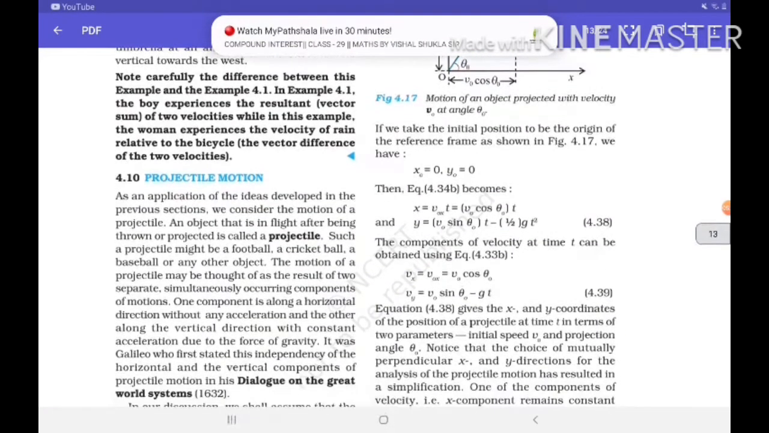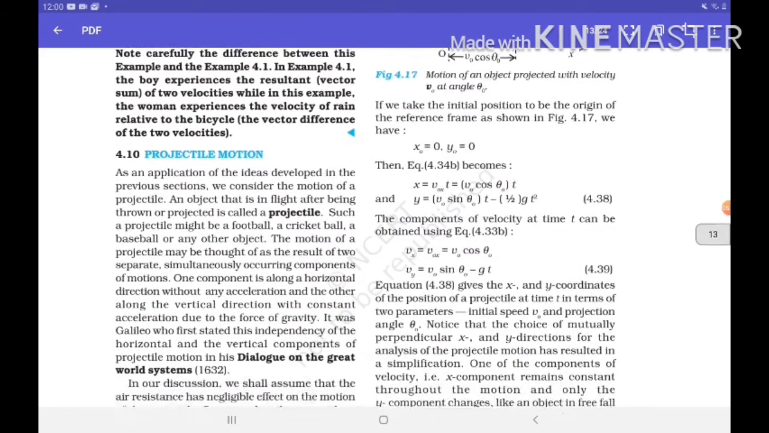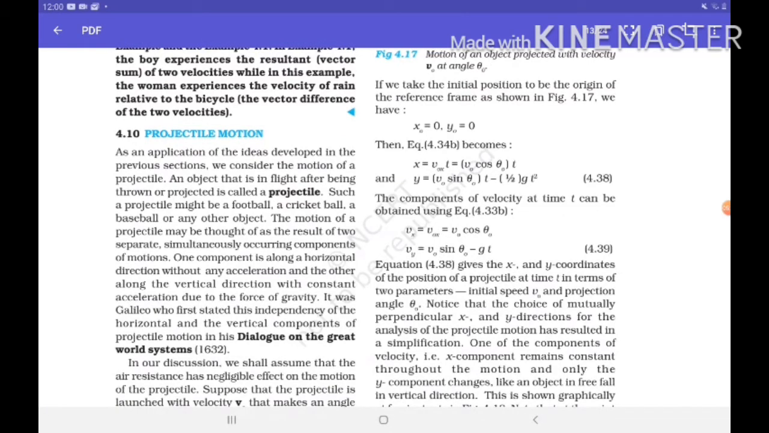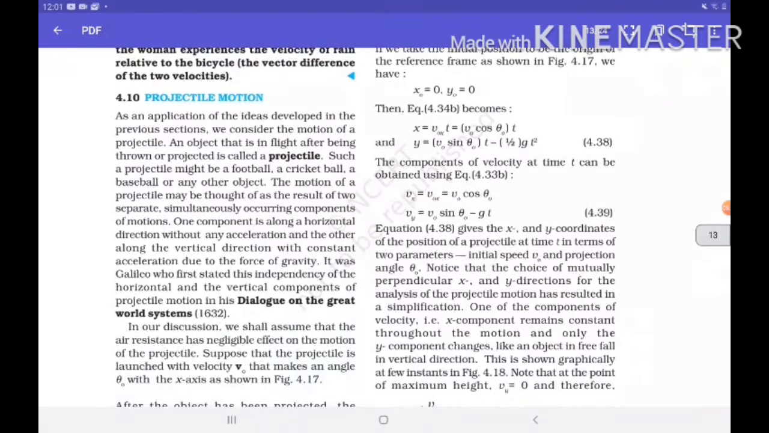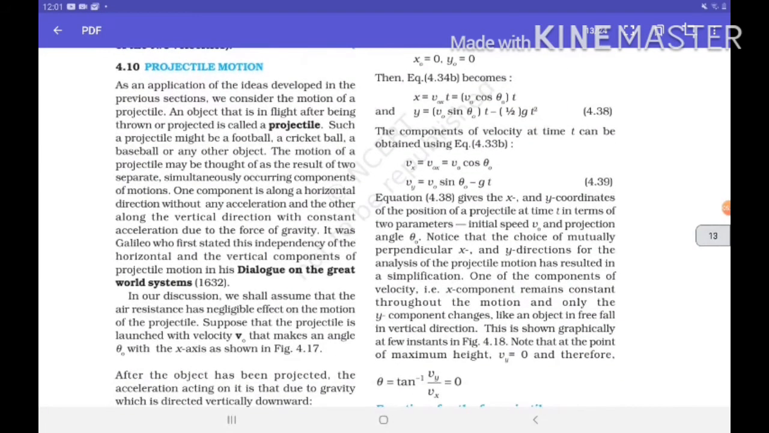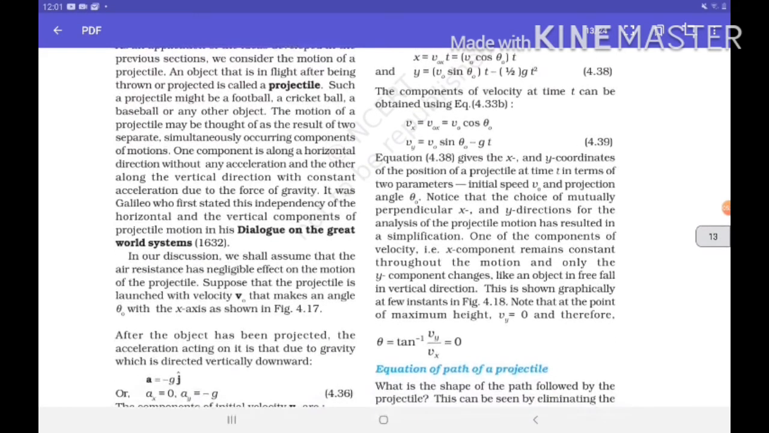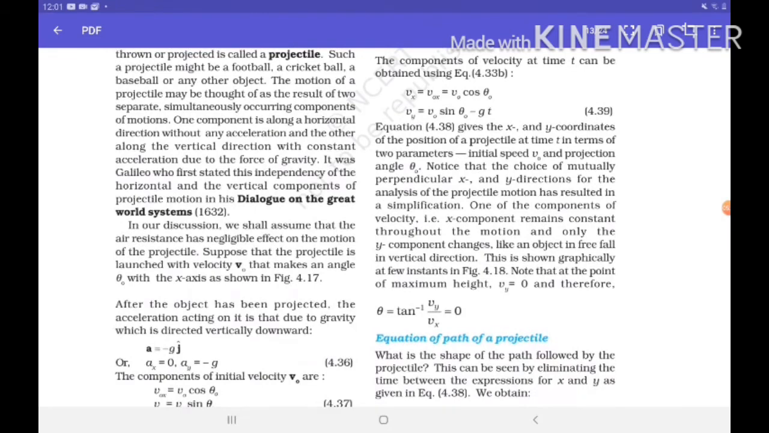Projectile motion is an application of the ideas developed in the previous section. We consider the motion of a projectile. An object that is in flight after being thrown or projected is called a projectile. Such a projectile might be a football, a cricket ball, a basketball, or any other object. The motion of a projectile may be thought of as the result of two separate simultaneously occurring components of motion. One component is along a horizontal direction without any acceleration, and the other along the vertical direction with constant acceleration due to the force of gravity.